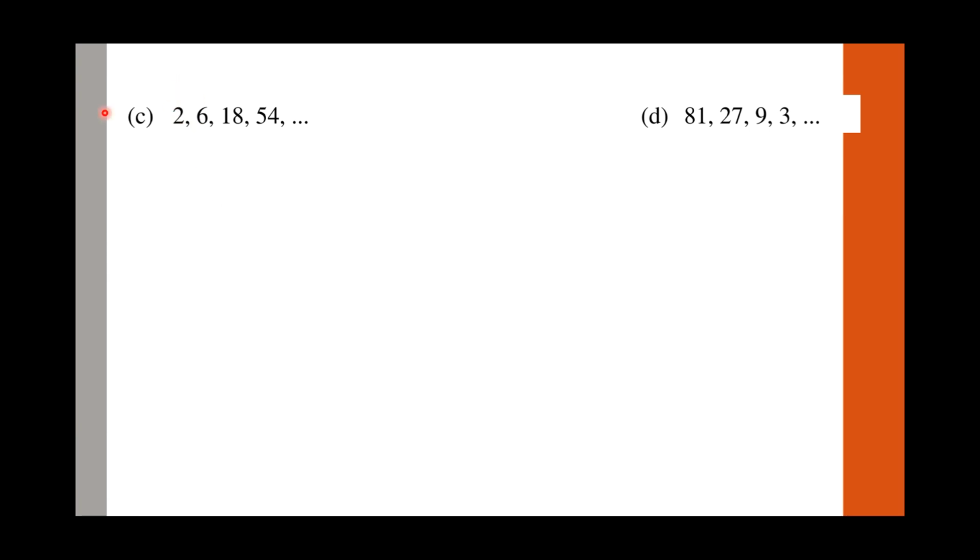So this one, hold on, I change to pen here. Okay, 2 times 3, we get 6, that's correct. 6 times 3, we get 18, that's correct. 18 times 3, we get 54, right? Okay, so how do we describe it? Yes, multiply 3 to the previous number. That's correct, very good.